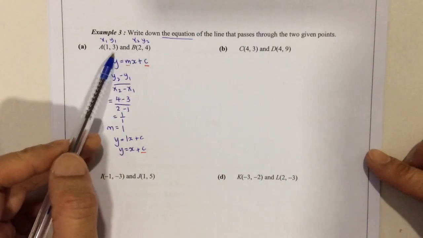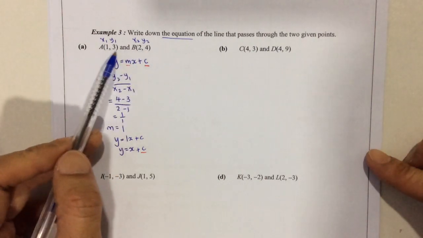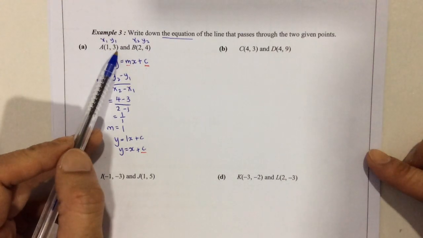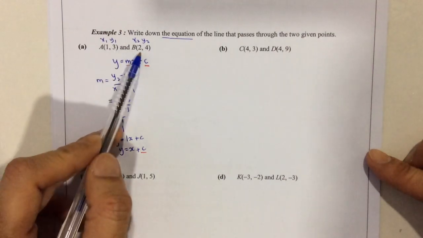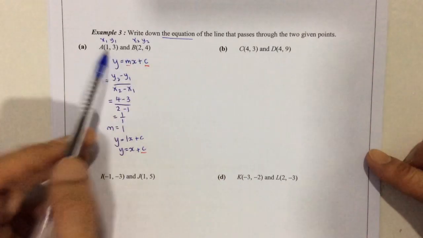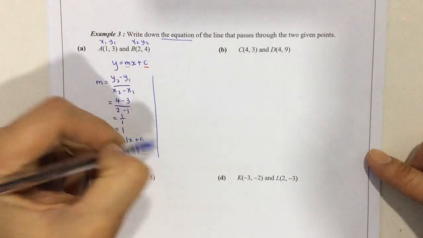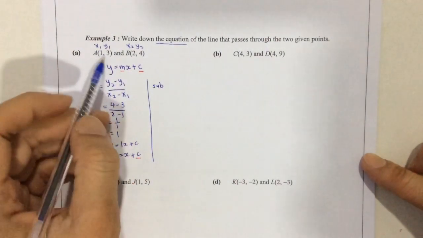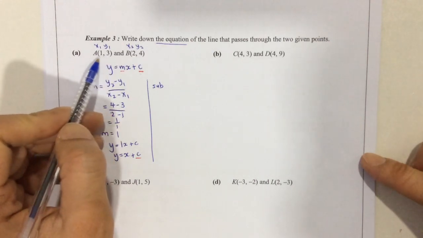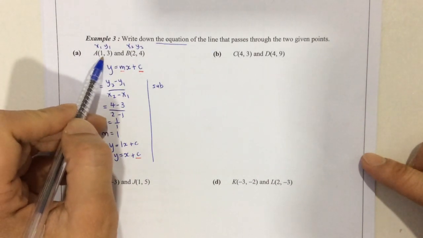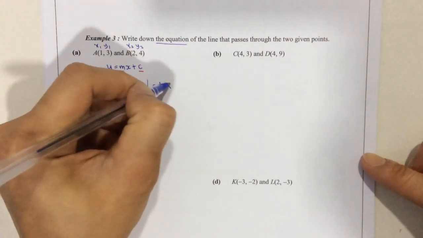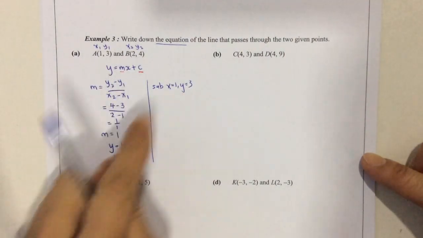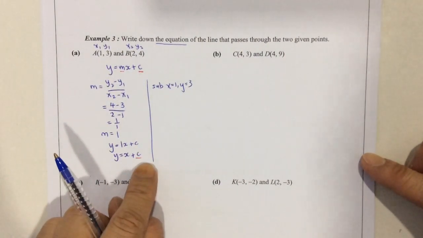So I will usually find the point that is smaller or better. So I find that 1, 3 here is smaller than 2, 4, but you can actually use any point. And I'm going to substitute the values that I have from point A. So for point A, the x equals to 1 and y equals to 3. So I will substitute x equals to 1, y equals to 3 into y equals to x plus c.